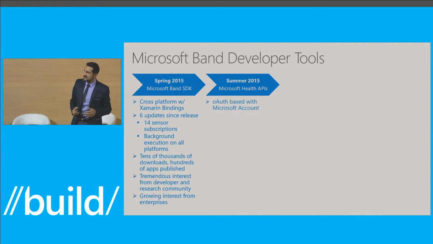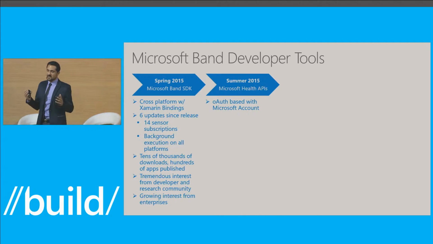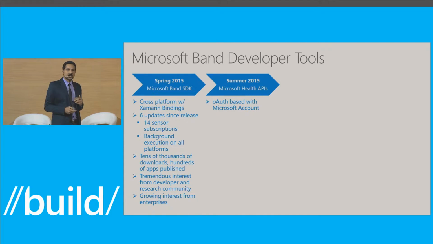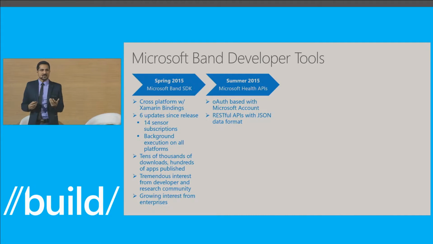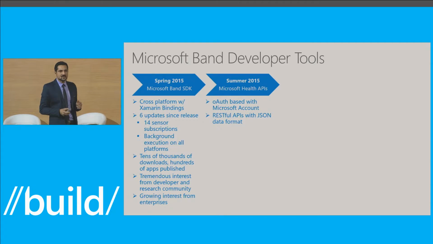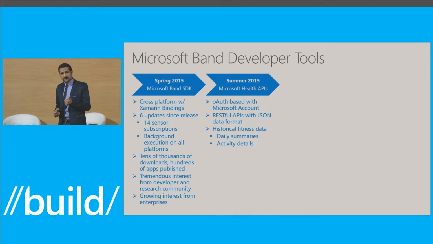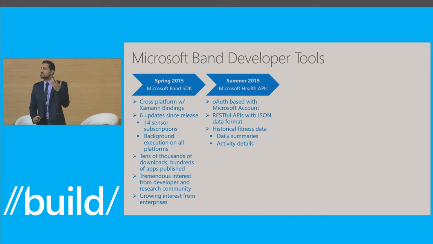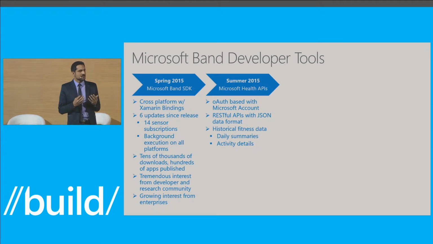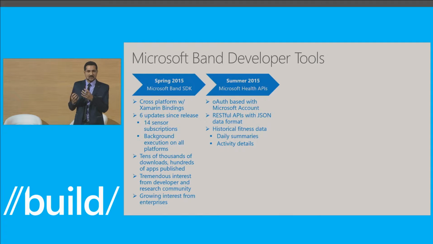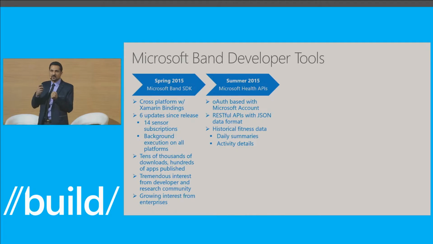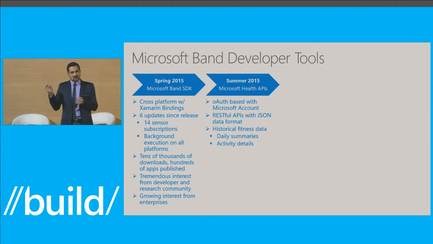So in summer of 2015, we actually announced the OAuth-based Microsoft account-protected APIs that allow you to get historical data from Microsoft Health into your applications. These are RESTful APIs with JSON format, so they're very open. They follow all the standards, very easy to use. They give you historical fitness data, and they also give you daily summaries and activity details. So if you've integrated with the Microsoft Health APIs, you can now get details about your users' steps, their calories, in addition to their workouts, the details of their sleep. So you can get a lot of rich data, and now you can take that data into your applications and services and enrich and enhance the experience of your app with the data coming from Microsoft Health.